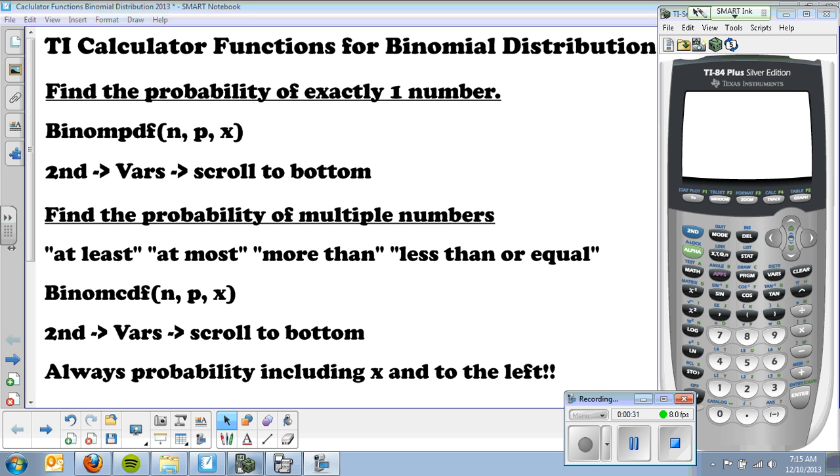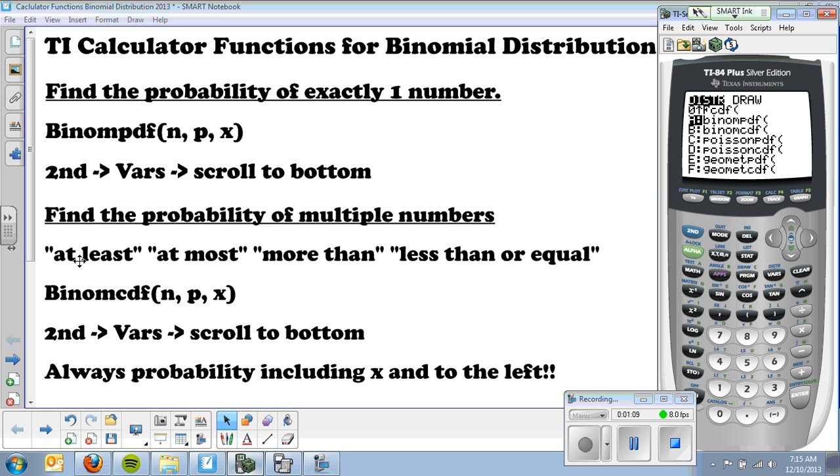Basically, second vars, which is distributions, and instead of scrolling all the way down, I'm going to hit up once, and then there's the two functions. Binomial PDF for exactly one number, and if you need to find the probability of multiple numbers, then you would use binomial CDF, and CDF stands for cumulative density function. So one number will use PDF, multiple numbers will use CDF.